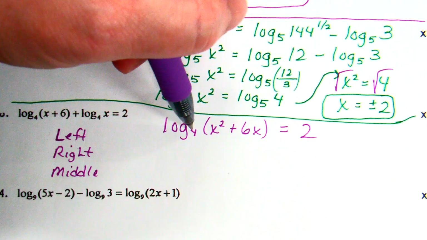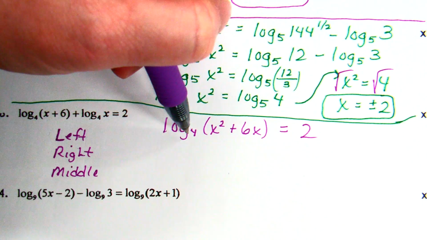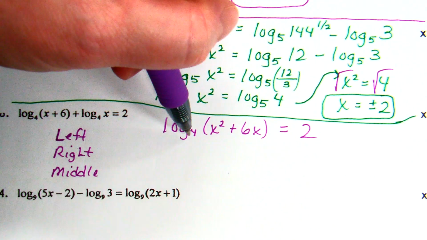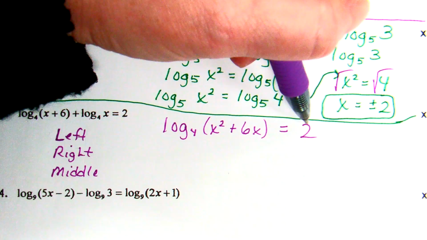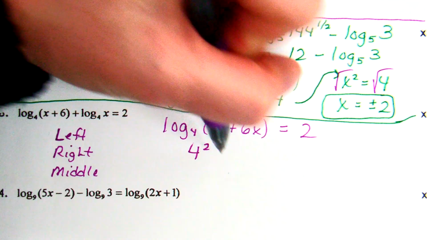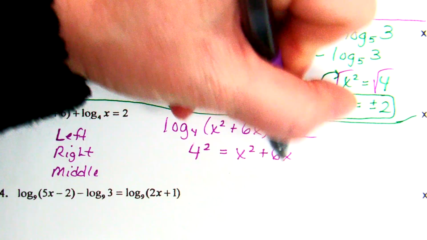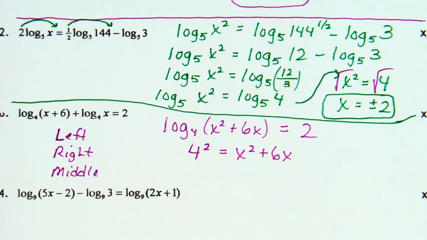Left is the 4 raised to the right, which is the 2, equals the middle, which is x squared plus 6x. So left, right, middle takes us from a logarithmic equation to an exponential equation. So I now have 4 squared equals x squared plus 6x.